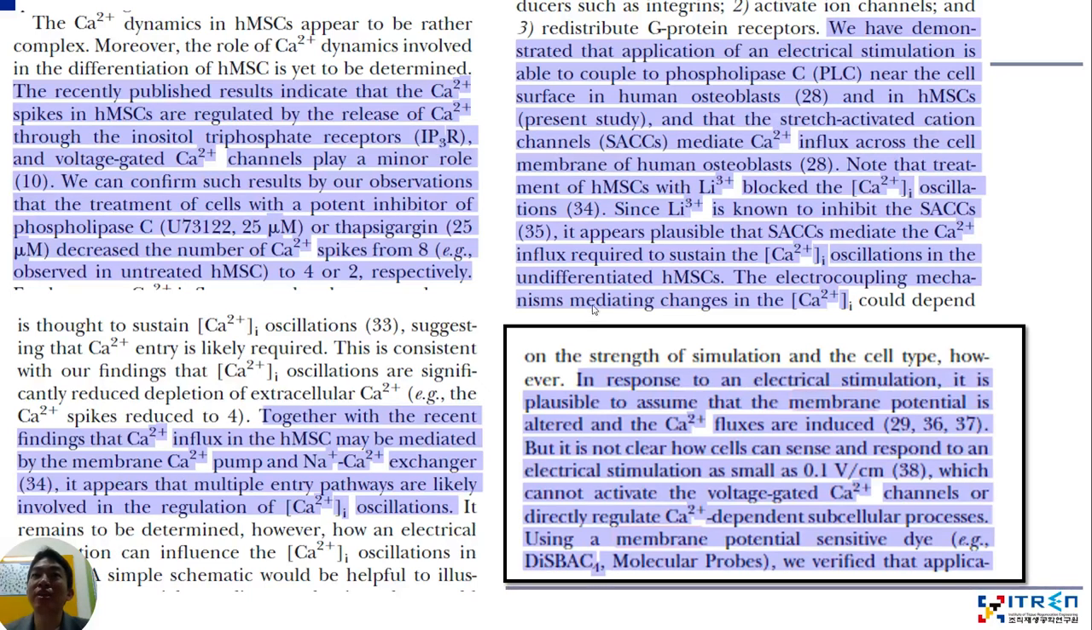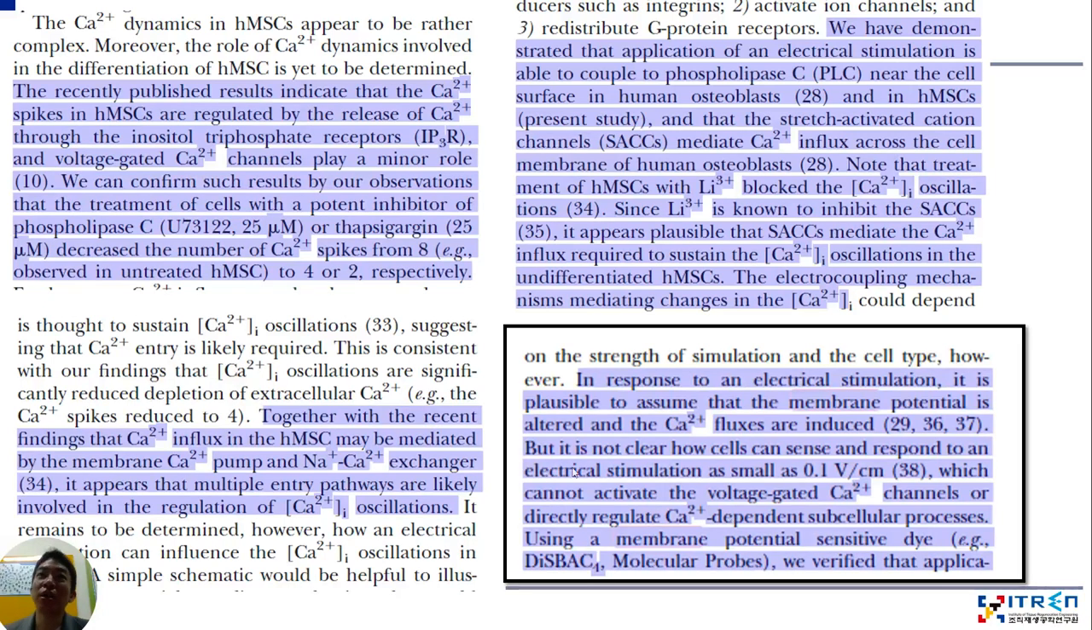The electrical coupling mechanism mediating change in the calcium. In response to electrical stimulus, it is plausible to assume that the membrane potential is altered and calcium fluxes are induced. So here, actually from their data, they didn't see exactly the calcium influx enhanced in the cytoplasm. They only showed the calcium oscillation disappear. That is why they mentioned that it is plausible to assume that the membrane potential is altered and the calcium fluxes are induced inside of the cytosol. But it's not clear how cells can sense and respond to ES as small as 0.1 volt per centimeter, which cannot activate the voltage-gated channel or directly regulate calcium-dependent subcellular processes.